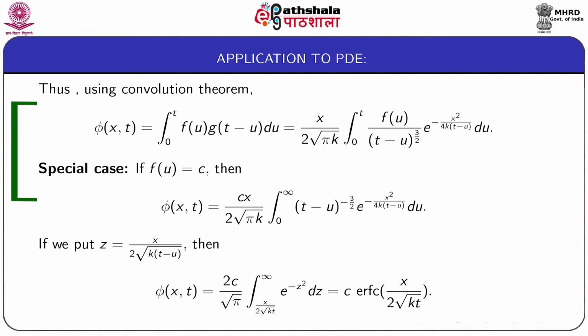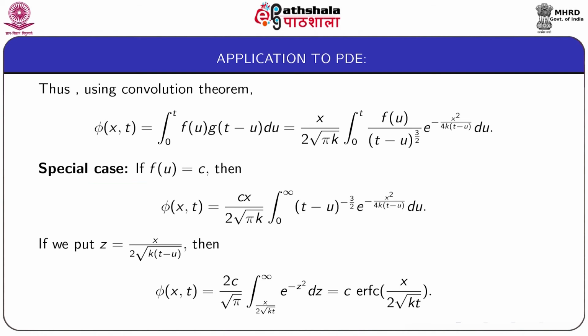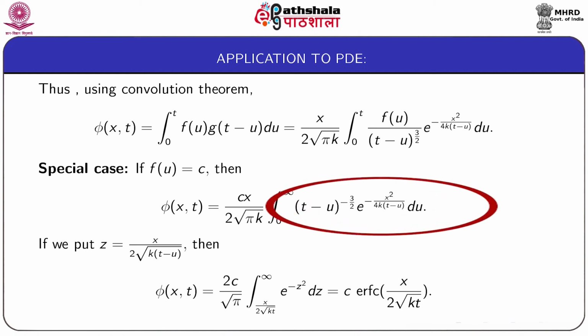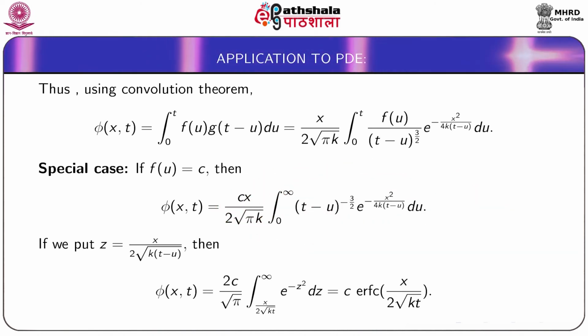Now, as a special case, if we consider f(u) equal to a constant c, then in this case φ(x,t) is equal to c times x / (2√(πk)) times the integral from 0 to infinity of (t-u)^(-3/2) e^(-x²/4k(t-u)) du.